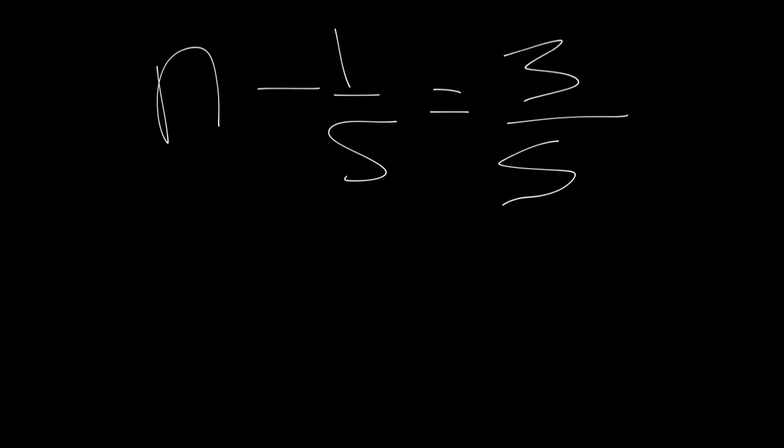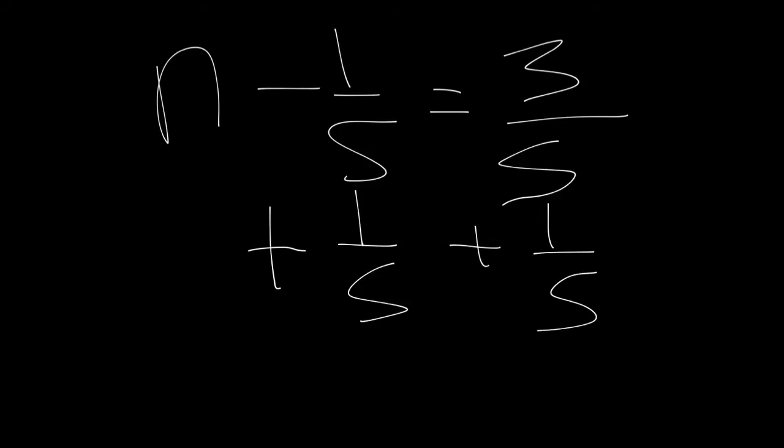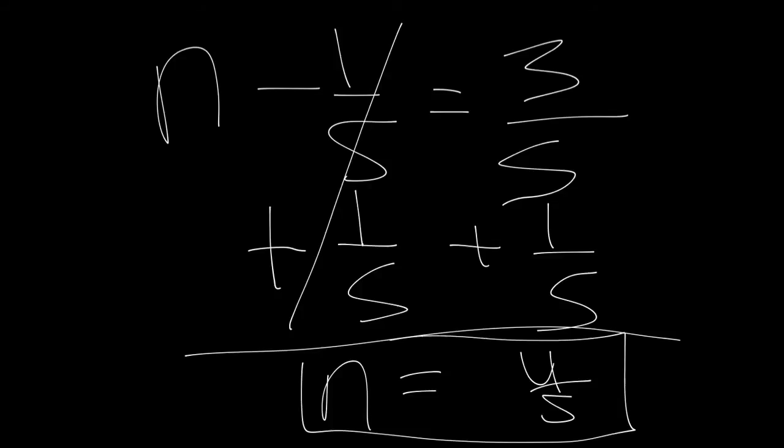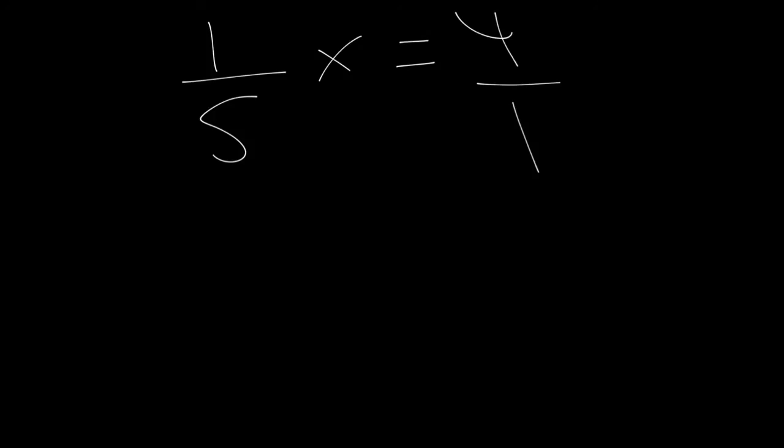Same concept, but this time we need to add 1/5. Cross each other out, n equals 4/5. That would be your answer. The x is being multiplied by 1/5, so we need to divide by 1/5.